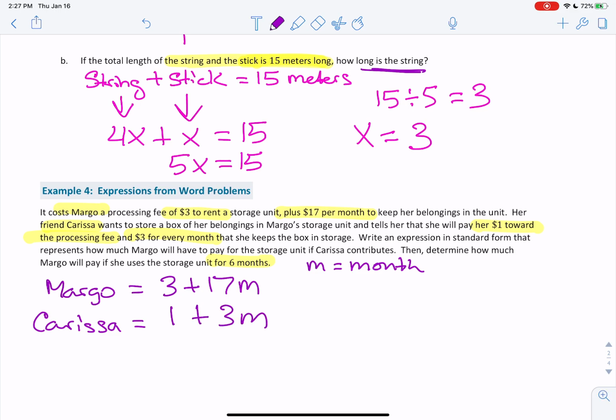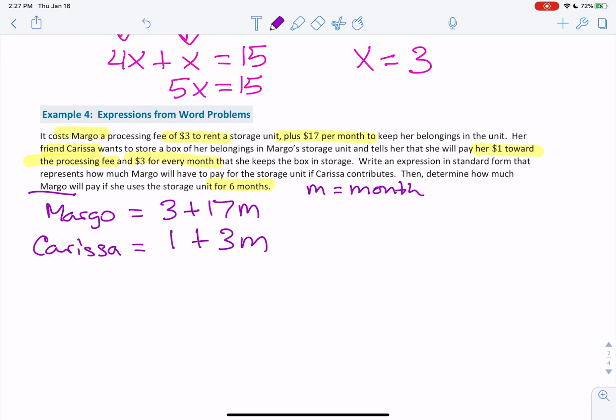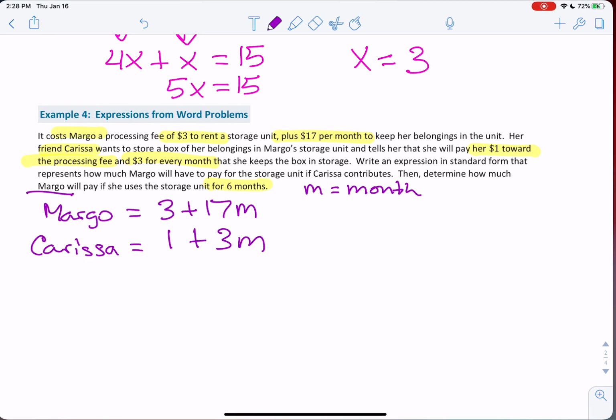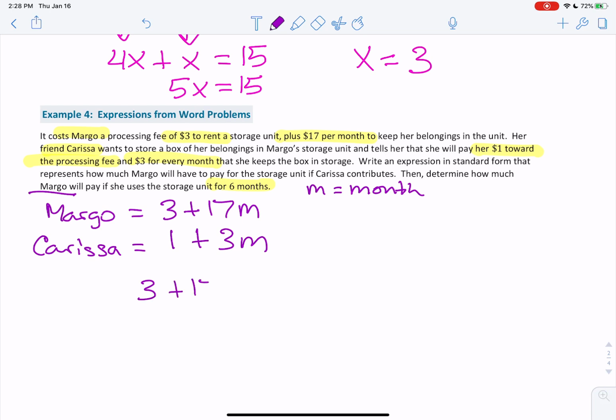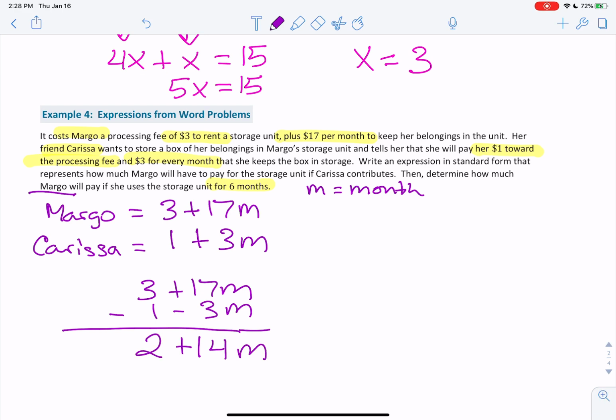So now if we want to figure out how much Margot will pay, we need to do Margot minus Carissa, because Margot will pay less because Carissa is helping out. So it's going to be 3 plus 17M minus 1 minus 3M. Okay, I lined up the like terms. We get 14M and 2. So 2 plus 14M.